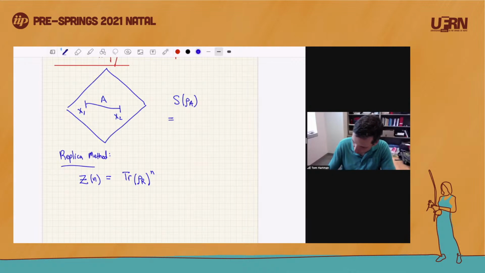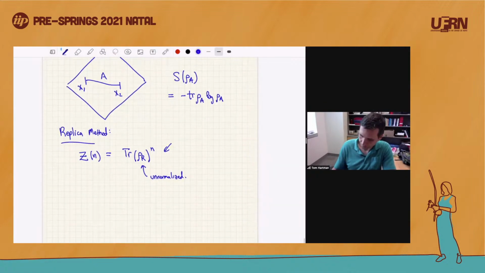The thing we're trying to calculate is minus trace of rho log rho. That's the log of an operator. That is a very complicated thing, and it's easier to deal with powers, especially when you're doing path integrals. So that's why we're using the replica method. I'm going to define this with the unnormalized density matrix here, which means that that's just a choice.